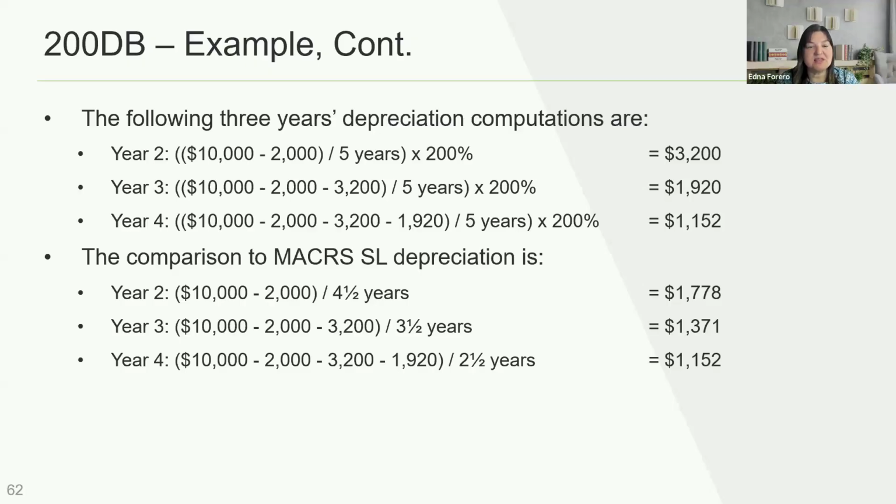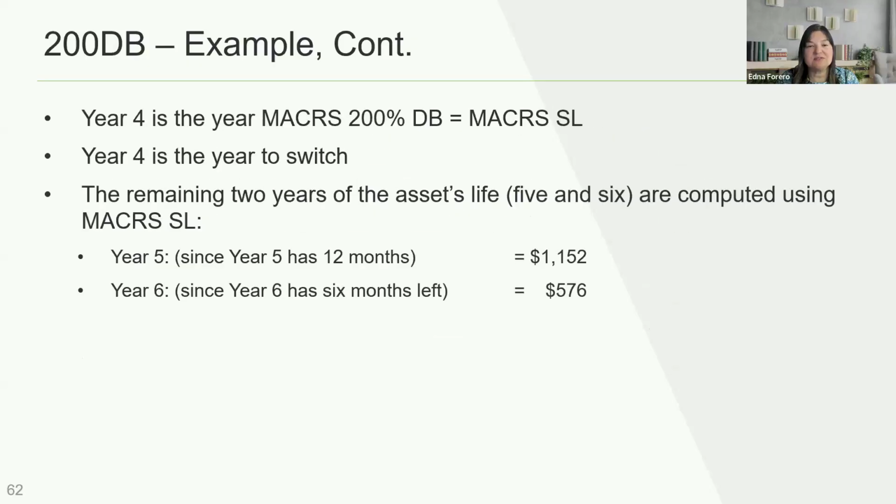So we see there that at year 4, the 200 DB and the MACRS straight line are the same at this point. So again, do we need to give the client more depreciation in the beginning years of their business so that they have more of an expense available? Or would we maintain and use straight line instead, which would show a more even amount throughout the years? All right, so year 4 is where it gets a little different there.